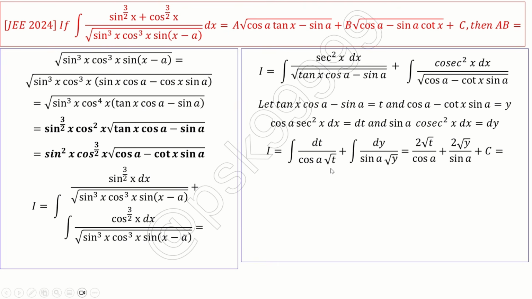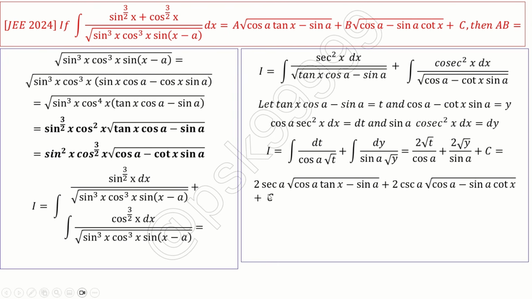Integration of dt by cos a square root of t plus integration of dy by sin a square root of y. Now we know the integration value of this one. This is nothing but 2 times square root of t by cos a plus 2 times square root of y by sin a plus a constant term. If I replace t and y back, this is what it will become.